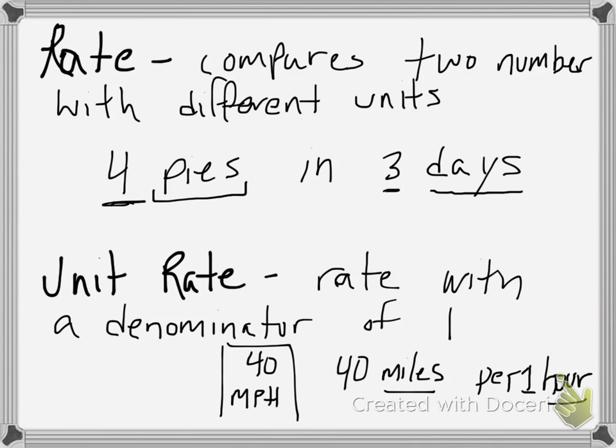And this is a unit rate because I have a denominator of 1. If I were to write this as a fraction, it would be 40 over 1. 40 miles to 1 hour. So unit rate is just a rate that has a denominator of 1. We'll get into a couple examples here.